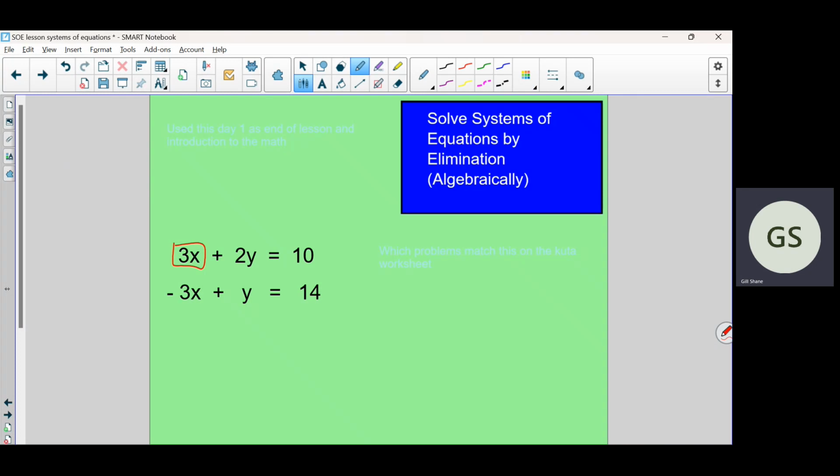We do that by adding or subtracting, and we're going to do the opposite math. So that 3x is positive. If we want to do the opposite math, we're going to subtract. I'll do it over here. 3x plus 2y is 10. So I would subtract 3x to get rid of it. So it's gone. But whatever I do on one side, I have to do the exact same thing on the other side. Here's the tricky part, or the sort of tricky part.